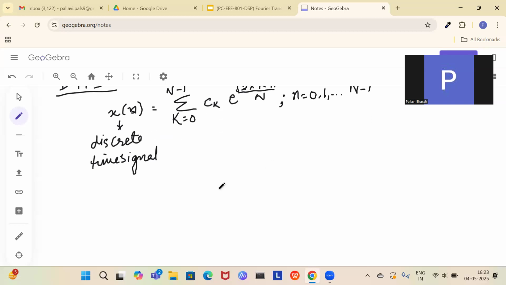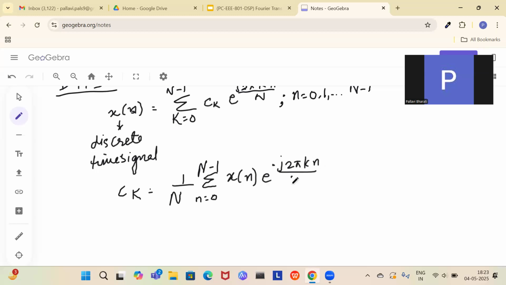The counterpart of this is finding out the c_k. So c_k is equal to 1 by N, the sum over small n equals 0 to capital N minus 1 of x[n] e to the power minus j 2 pi k small n by capital N. And here the k is going from 0 to N minus 1.